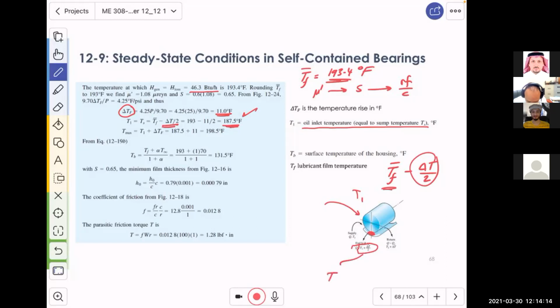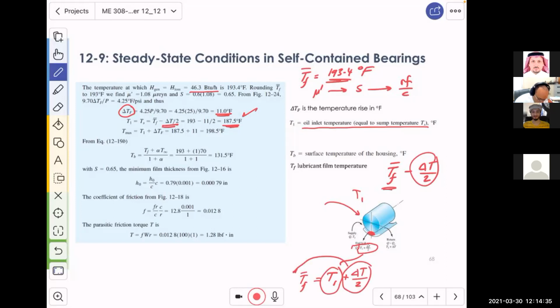And remember, ya shabab, the temperature going out to the sump is equal to T1 plus delta T divided by 2. In reality, this is the temperature of the film, the average one. So if you want to find this T1, you need to take this here. You need to subtract it.